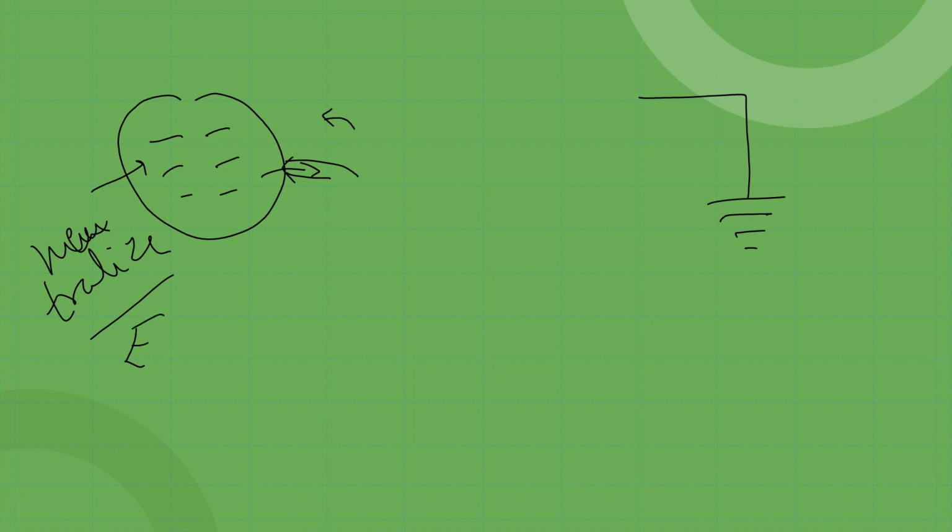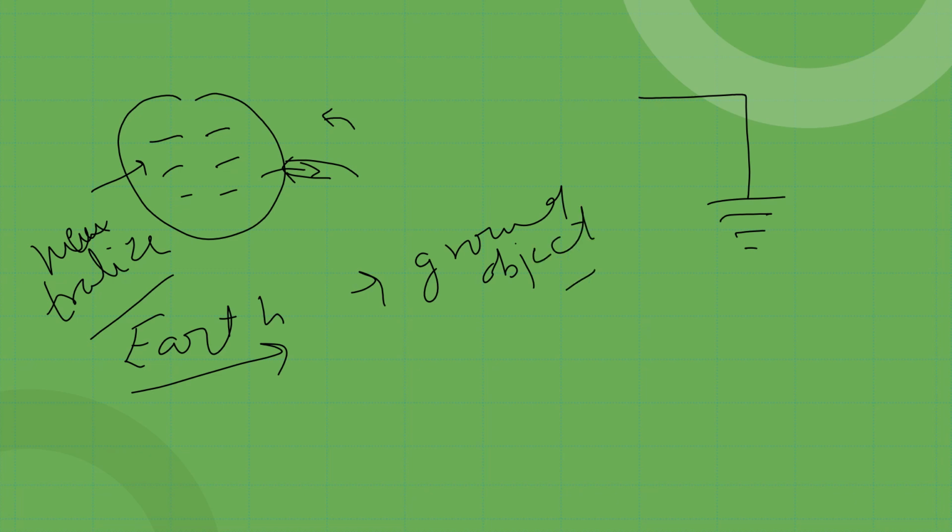Earth is also a ground object. It can absorb or supply a large number of electrons and it remains neutral.